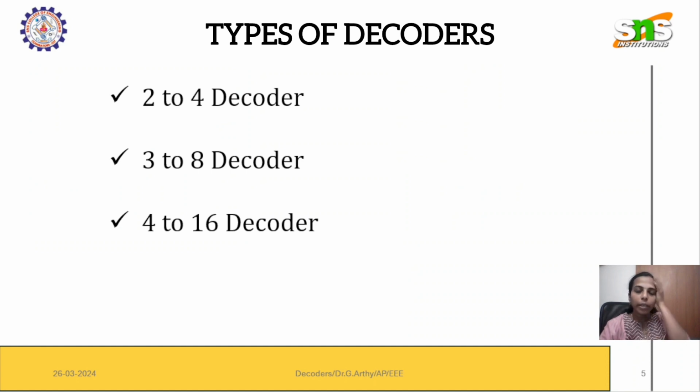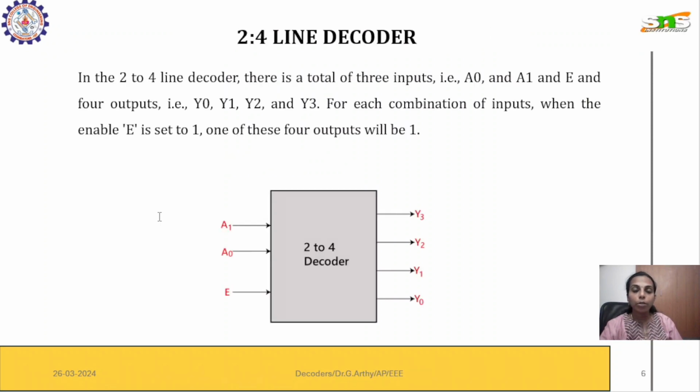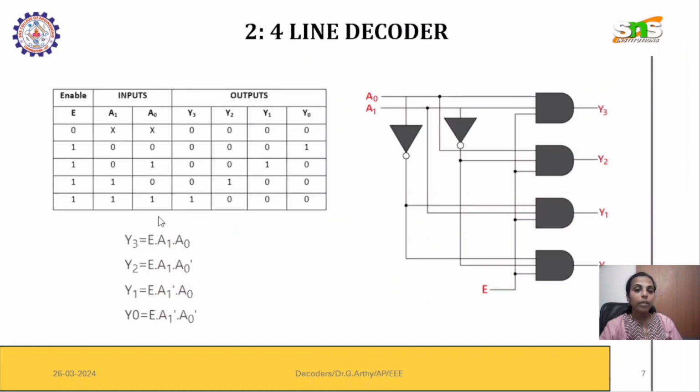Many different types of decoders are available, and I've given you a few important decoders: 2 to 4 decoder, 3 to 8 decoder, 4 to 16 decoder. First, let us discuss about the 2 to 4 line decoder. In the 2 to 4 line decoder, there is a total of 3 inputs and 4 outputs. It's again a combinational circuit. This is the 2 to 4 line decoder.